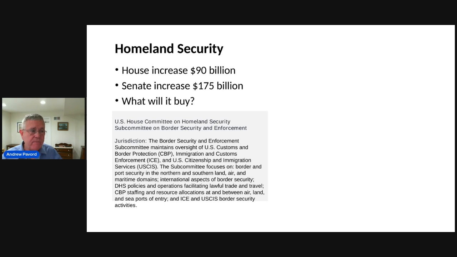Then they also, obviously, if you've watched the news, want to increase spending on Homeland Security. The House is $90 billion and $175 billion in the Senate. And this is border security stuff, probably fencing, more agents and more staff for CBP and stuff like that.